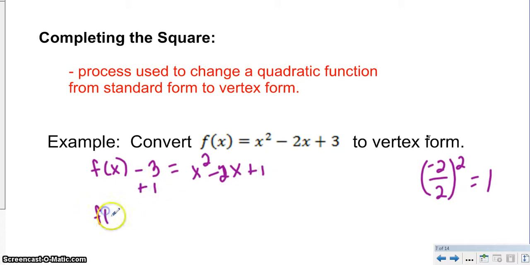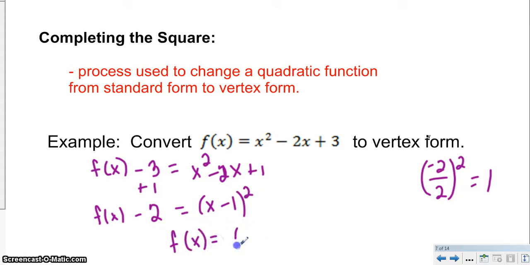Now we want to simplify. This is going to end up giving us minus 2. On the right-hand side, we want to factor this. It should be a perfect square trinomial, which means it factors nicely to (x minus 1) squared. The last piece is to get f of x by itself, so move the 2 over by adding. Again, this is a process that we've done already in this class. Hopefully we remember, because you did have to do it on your test. So hopefully you were okay with that.